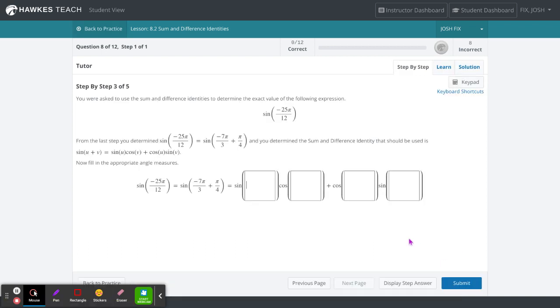So now we're actually going to break it up. We know that in this particular case we have this formula. So if we have the sine of u plus v, in this particular case, this is our u, and this is our v. So just a little side note right here in case we lose this. Our u is going to be our negative 7 pi over 3, and our v is going to be pi over 4. Sorry about that, it's not over 4, it's over 3.